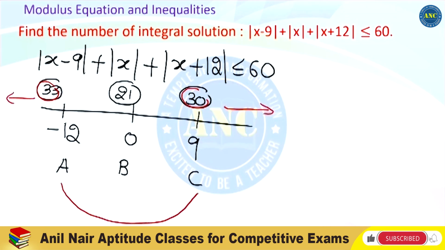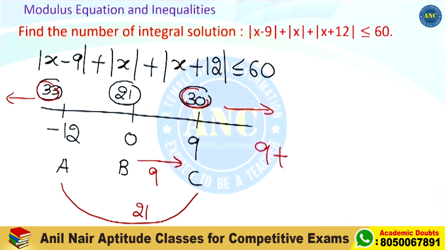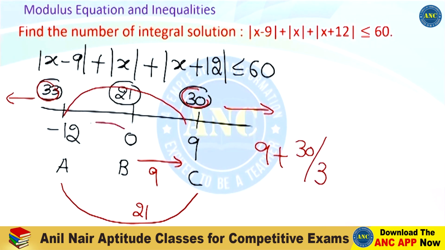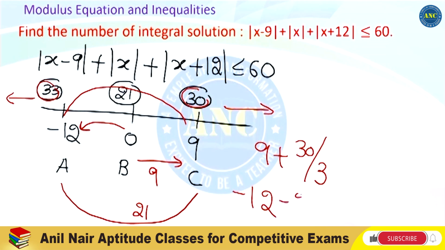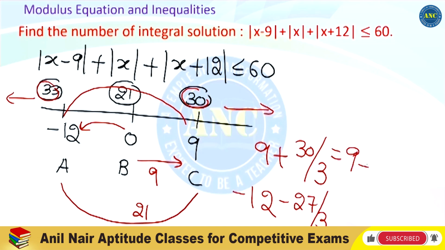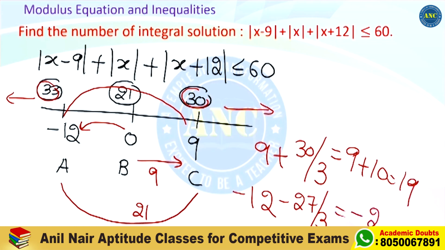So from A to C, 21 traveled. From B to C, 9 traveled. 21 plus 9, 30. So after 9, 30 traveled, remaining is 30 by 3. I hope the idea is clear. Here 21 traveled, here 12 traveled, 33 traveled. 33 means remaining is minus 27 by 3. So 9 plus 10, it is 19, one critical point, it is minus 21.